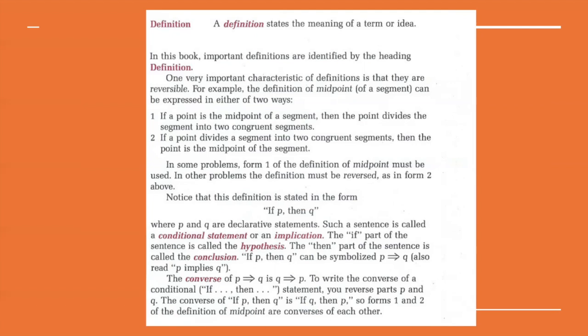The converse of if P, then Q is if Q, then P. To write the converse of a conditional if-then statement, you reverse parts P and Q. The converse of if P, then Q is if Q, then P. So forms 1 and 2 of the definition of the midpoint are converses.